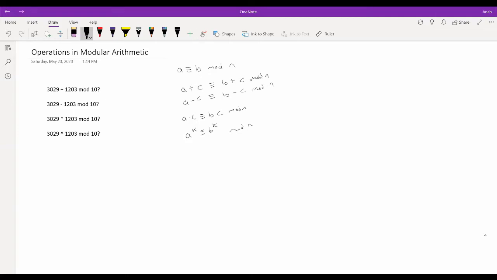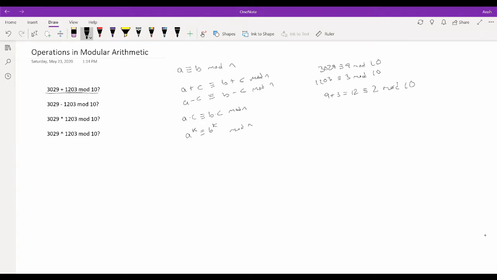So now we'll go through some quick examples to show how these work. For example, if we want to find what 3029 plus 1203 is mod 10, these numbers are small enough that we could just add them, but instead we could just look at the last digits. So in mod 10, 3029 is congruent to 9 mod 10, and 1203 is congruent to 3 mod 10. So instead, we can just take this entire expression mod 10 and get 9 plus 3 equals 12, which is congruent to 2 mod 10.